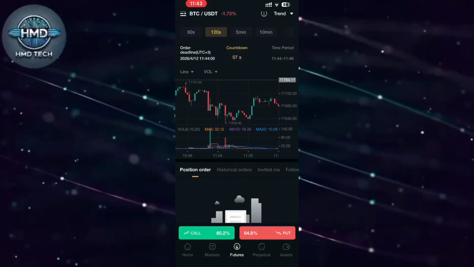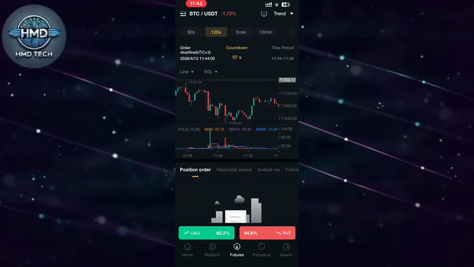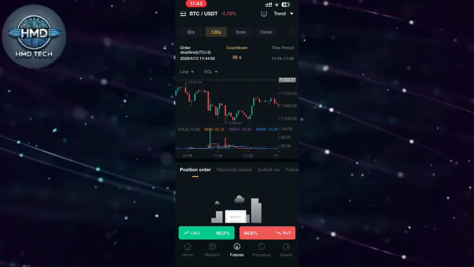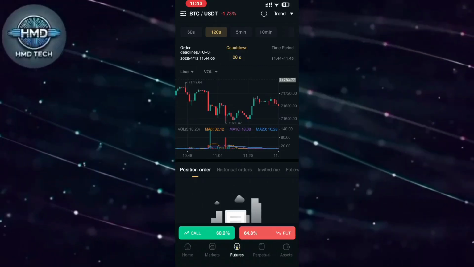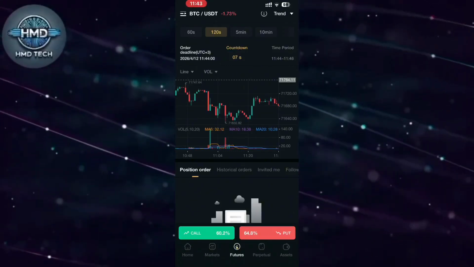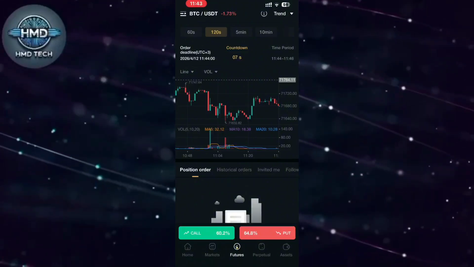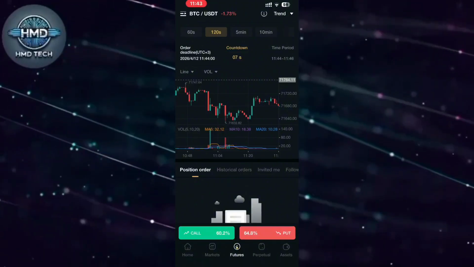To summarize, using futures on DSJ involves going to the futures section, selecting a trade duration, choosing a trading pair like BTC, USDT, analyzing the trend, and placing a trade using call or put. But understanding the risk is more important than the steps. And that's how to use the futures section on DSJ.